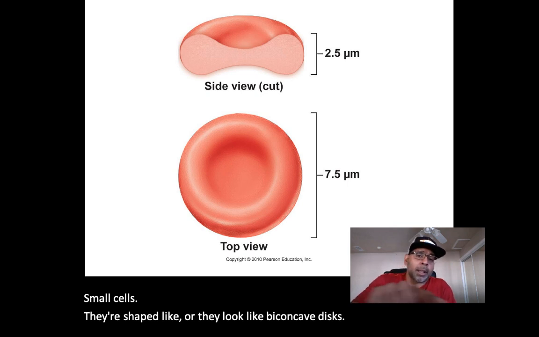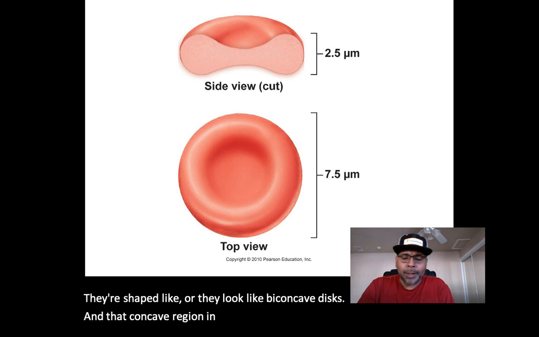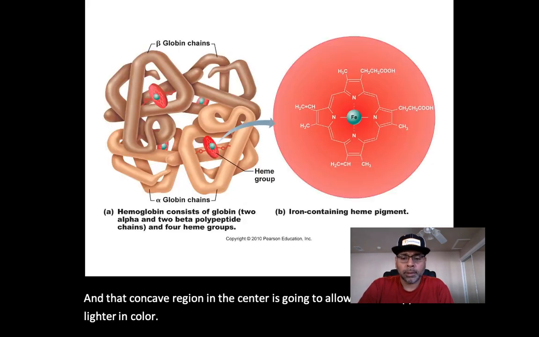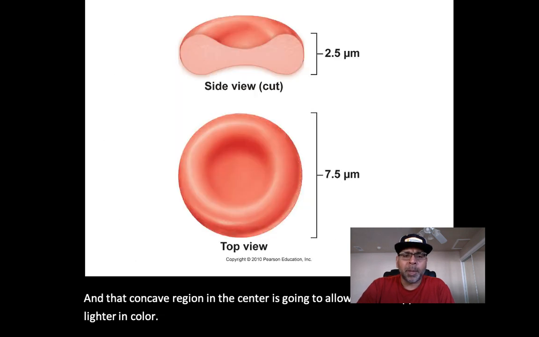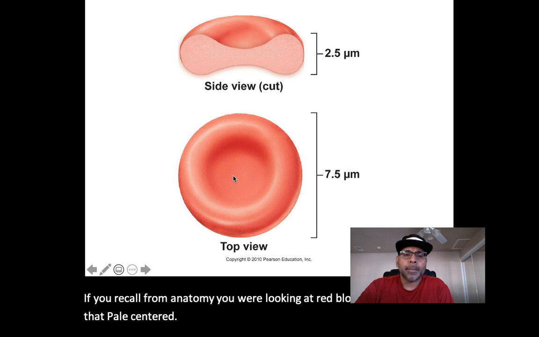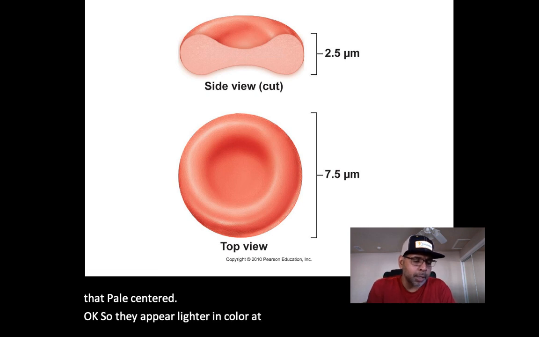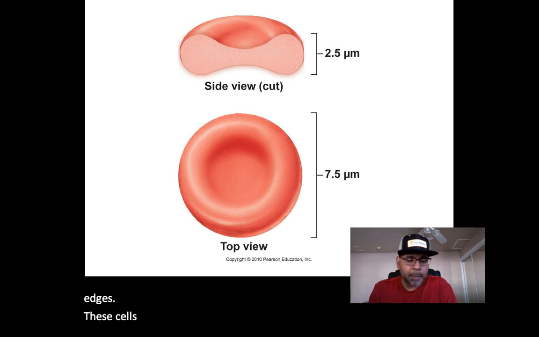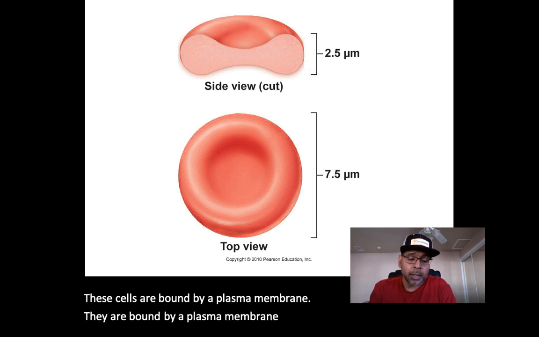And that concave region in the center is going to allow them to appear lighter in color. If you recall from anatomy, you were looking at red blood cells and they had that pale center. So they appear lighter in color at their thin centers than their thicker edges. These cells are bound by a plasma membrane. However, they lack a nucleus.